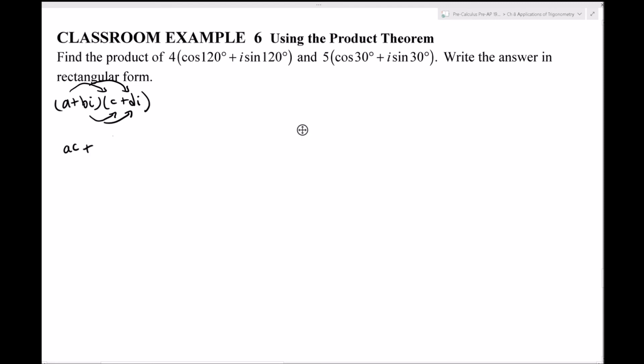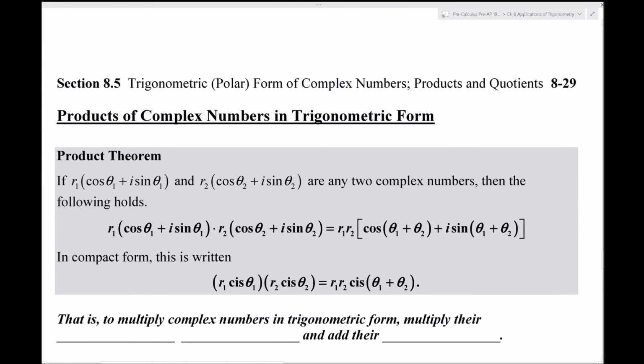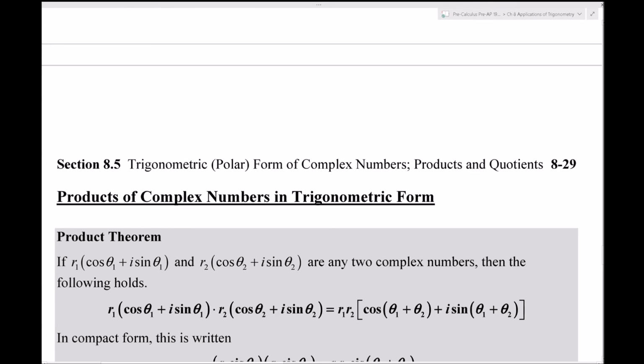AC plus ADi plus BCi plus BDi squared. i times i is i squared. So that's what this is equal to. i squared is -1, so you end up getting AC minus BD. That's this one and this one added together. And then you'll just factor out the i. So that's AD plus BC times i. And there's the answer. That's how you multiply two complex numbers. So that's the way that we used to do this. That's what they're saying up here. And actually no, that's not what they're saying.